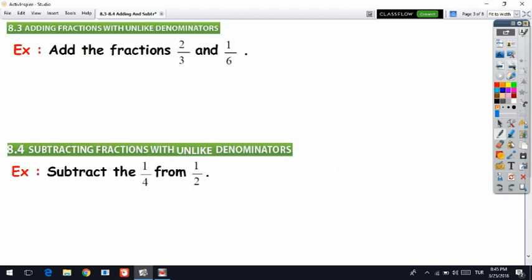Okay, now let's continue. Actually, today's topic is about 8.3 and 8.4, adding and subtracting fractions with unlike denominators. Unlike denominators are a little bit different from like denominators. First, the example says add the fractions 2 over 3 and 1 over 6. The question is like that: 2 over 3 plus 1 over 6. Can we add them now? No.